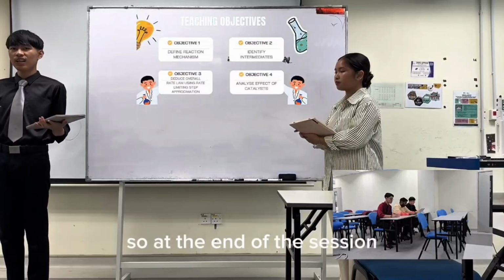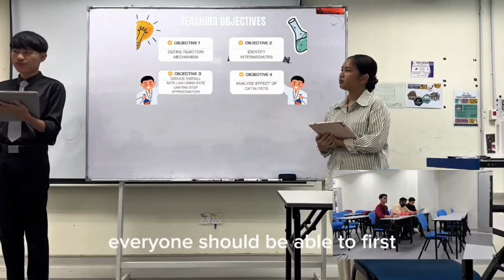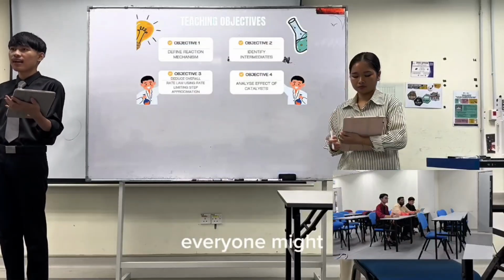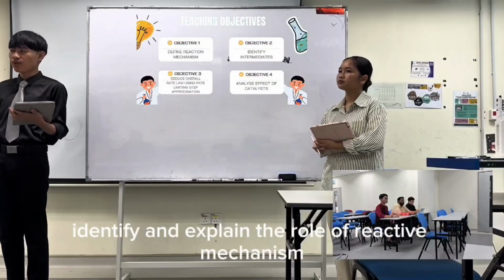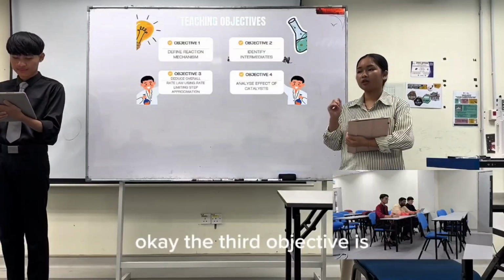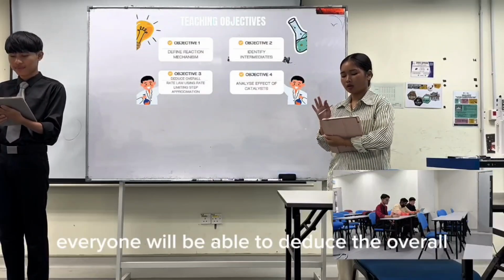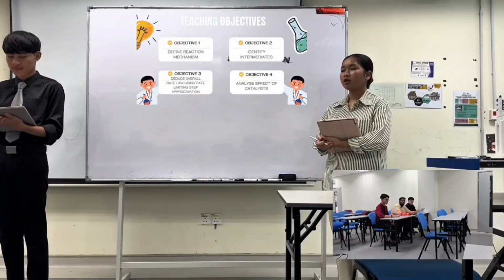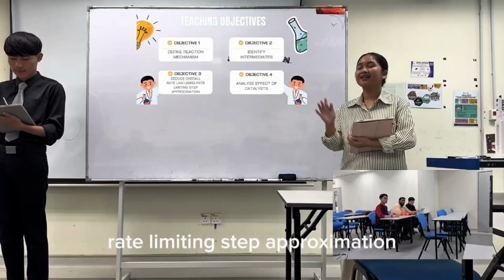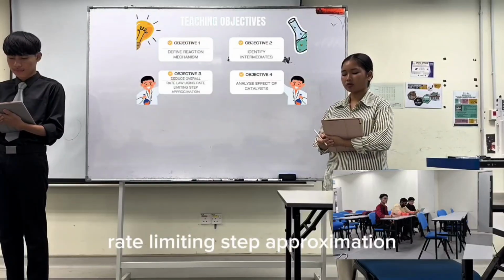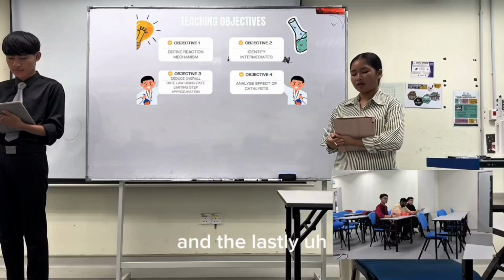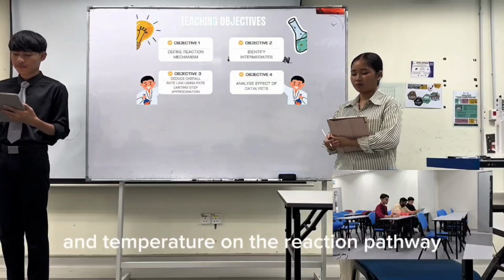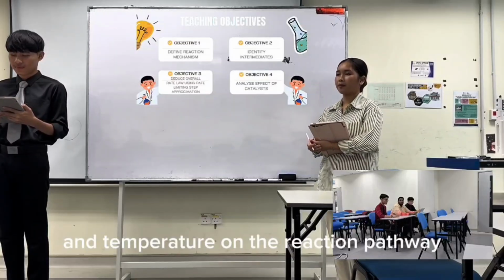Okay, so at the end of the session, everyone should be able to, first, define the reaction mechanism and its elementary step; and the second one, identify and explain the role of reactive intermediates. The third objective is to deduce the overall rate law from a proposed mechanism using the rate limiting step approximation. And lastly, analyze the effect of catalyst and temperature on the reaction pathway.